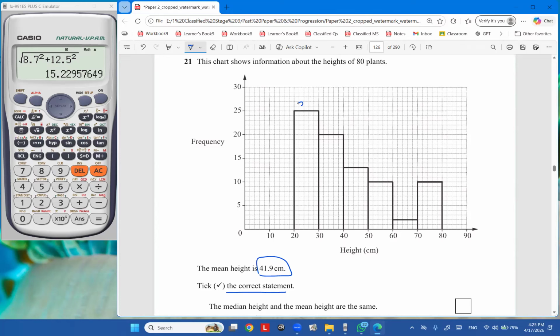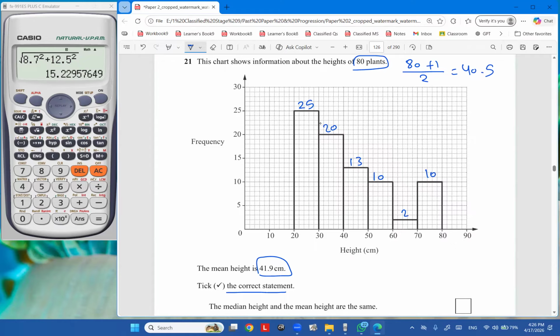So from 20 to 30, it happened 25 times, right? And here we've got 20. And here you're going to find 13. And this one over here is 10. This one over here is 2. And the last one is 10. So the total frequency is what? We're already told here it's 80 actually, but we're still going to need each of the numbers that we wrote. To find the median, 80 plus 1 divided by 2, which is 81 over 2, which is exactly 40.5.